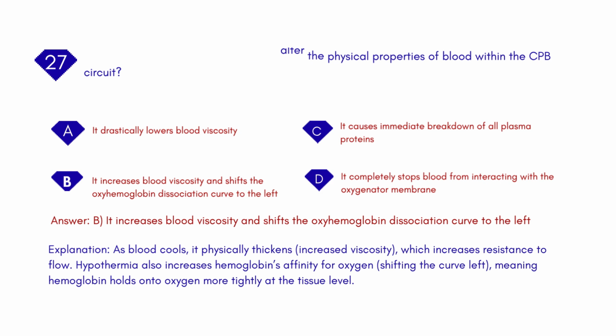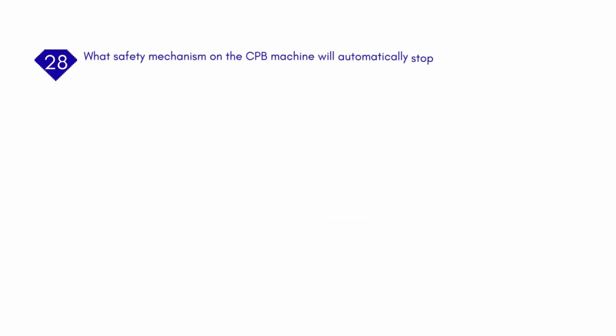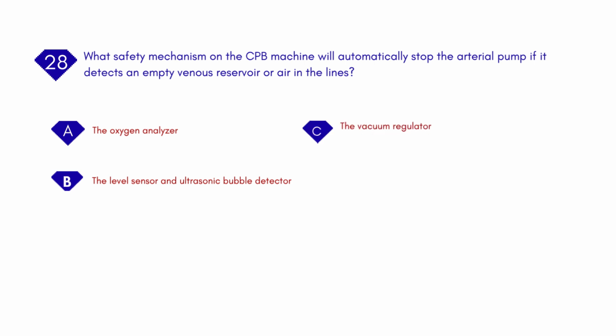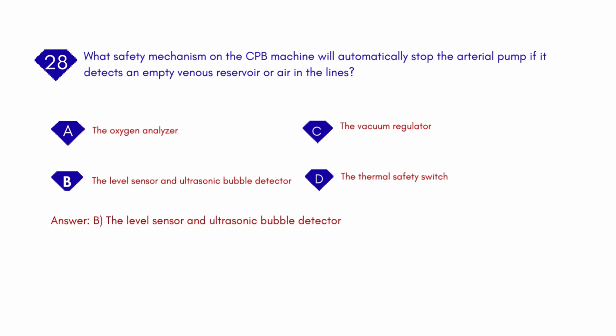What safety mechanism on the CPB machine will automatically stop the arterial pump if it detects an empty venous reservoir or air in the lines? A. The oxygen analyzer. B. The level sensor and ultrasonic bubble detector. C. The vacuum regulator. D. The thermal safety switch. Answer: B. The level sensor and ultrasonic bubble detector.